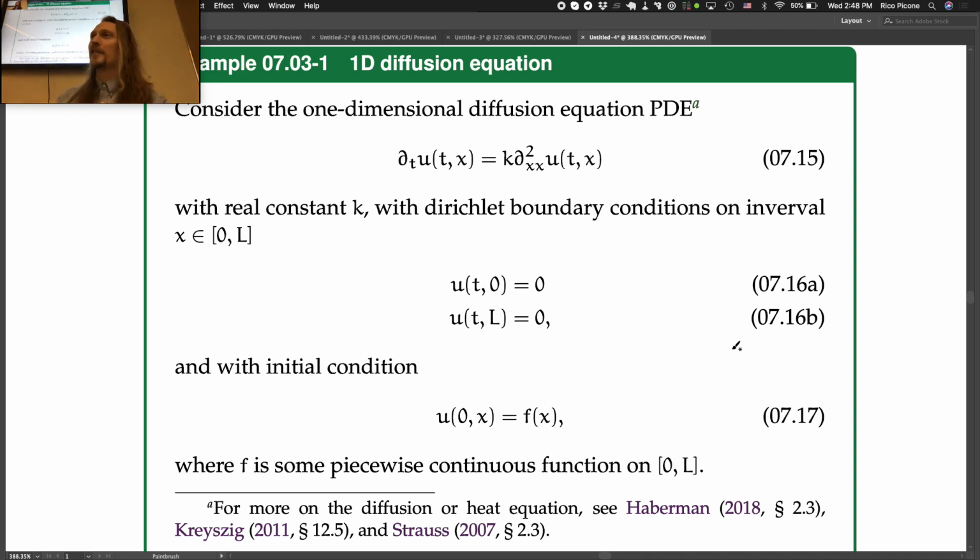So, yeah. All right. I'll do another example on Friday, and then you guys have a homework problem where you do this problem again, but with Neumann boundary conditions. Okay.